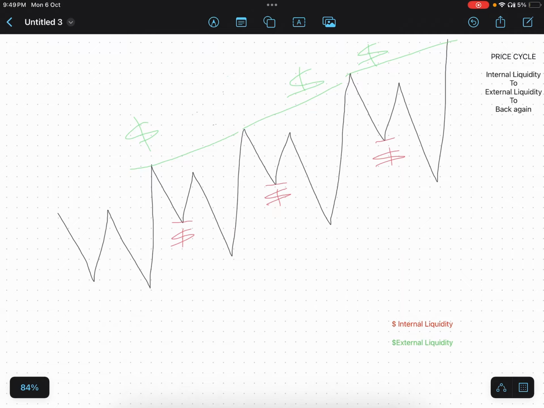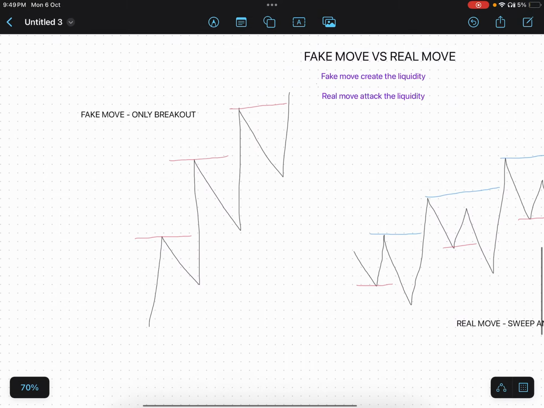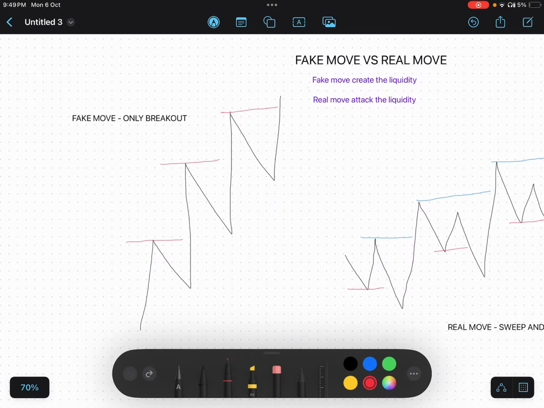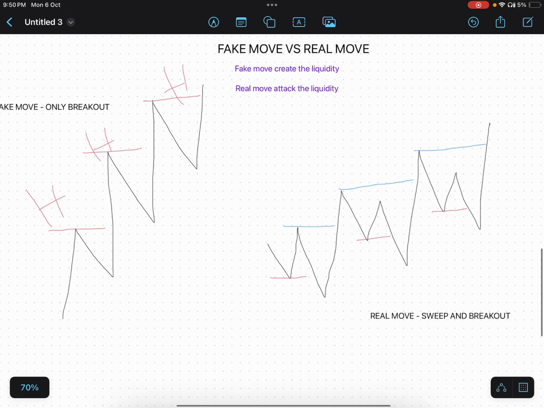Understand? So this is another concept. When you see the market only giving a breakout, the high and the higher high, it means it is a fake move. It is creating a liquidity here. It is farming the liquidity here; sooner or later the liquidity is going to be attacked and then it will give you a real move. So we call this a fake move when we don't have any liquidity, when we have only higher highs like this formation. So what is a real move?